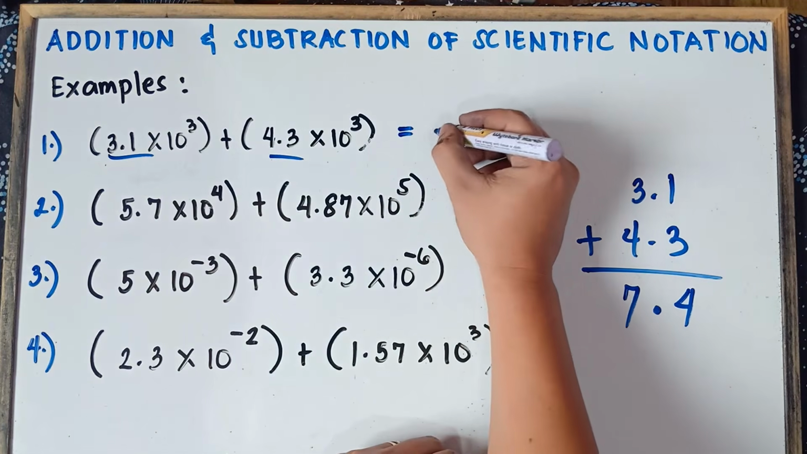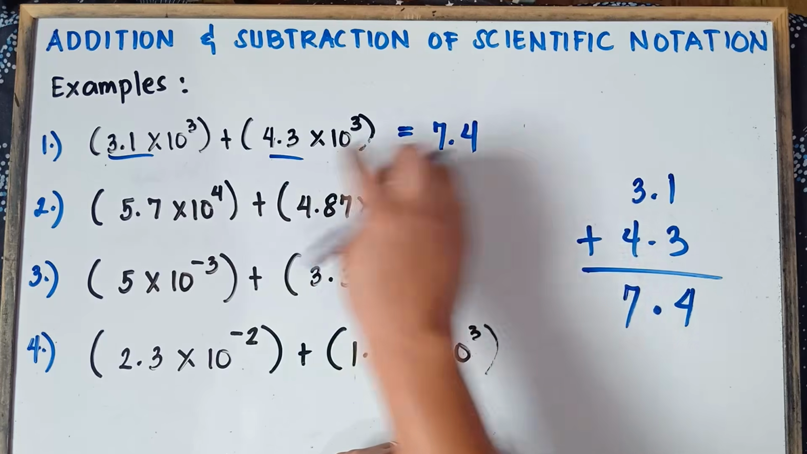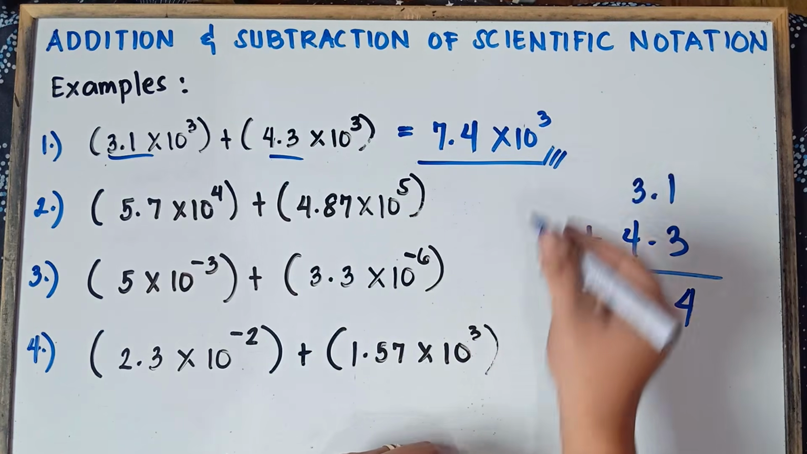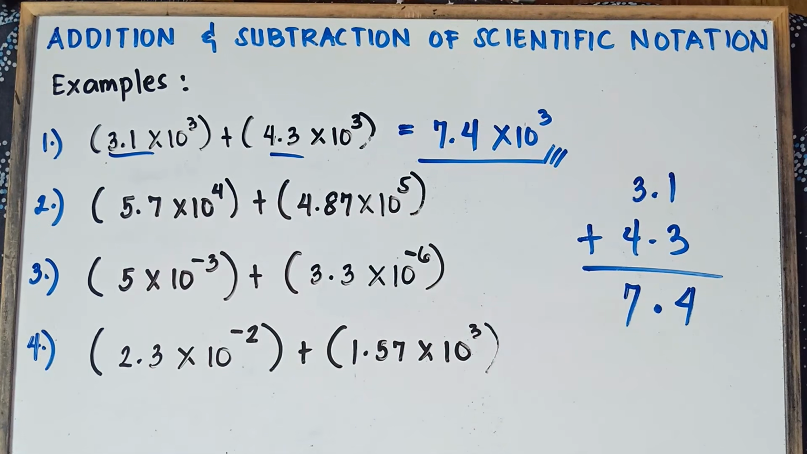So our answer would be 7.4. Simply copy times 10, simply copy the exponent. That's it, class. That's the answer with regards to example number 1. Very easy for number 1 because they have the same exponent. Alright, so let's proceed now to example number 2.